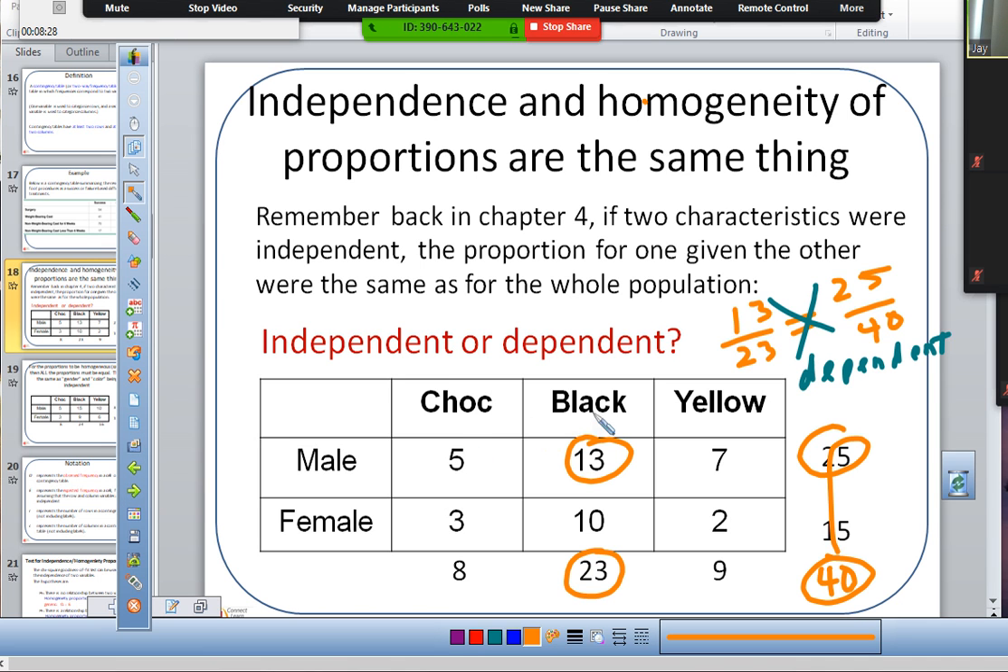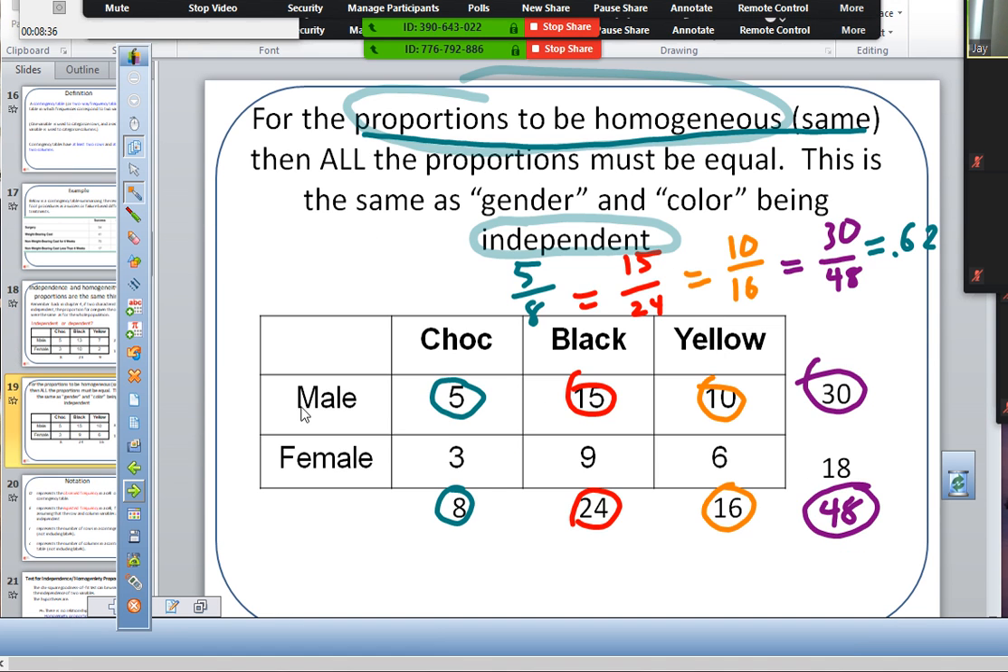And this was for one specific thing, black labs and male labs. But this whole test that we're doing now is for the whole thing: are the types of lab, all of them, independent of whether they're male or female, their gender? So we're going to look at every single ratio. So 5 over 8, is that the same as 15 over 24? Is that the same as for yellow, 10 over 16? So the same as your total, 30 over 45. Are these proportions all the same? In this case, they are. They're all equal to 0.625. I don't know why the left side got left out somehow.